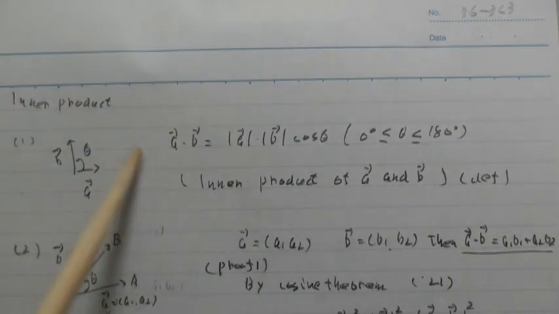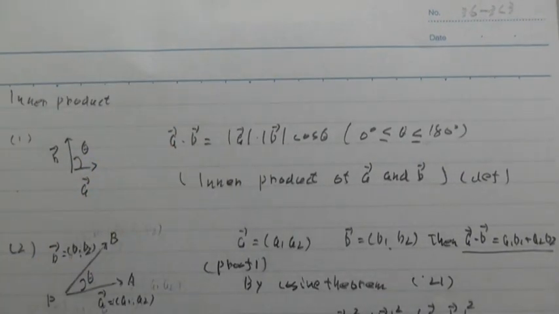This is the expression. This is the definition. And theta is between 0 degrees and 180 degrees, that is, 0 degrees is less than or equal to theta, and theta is less than or equal to 180 degrees.